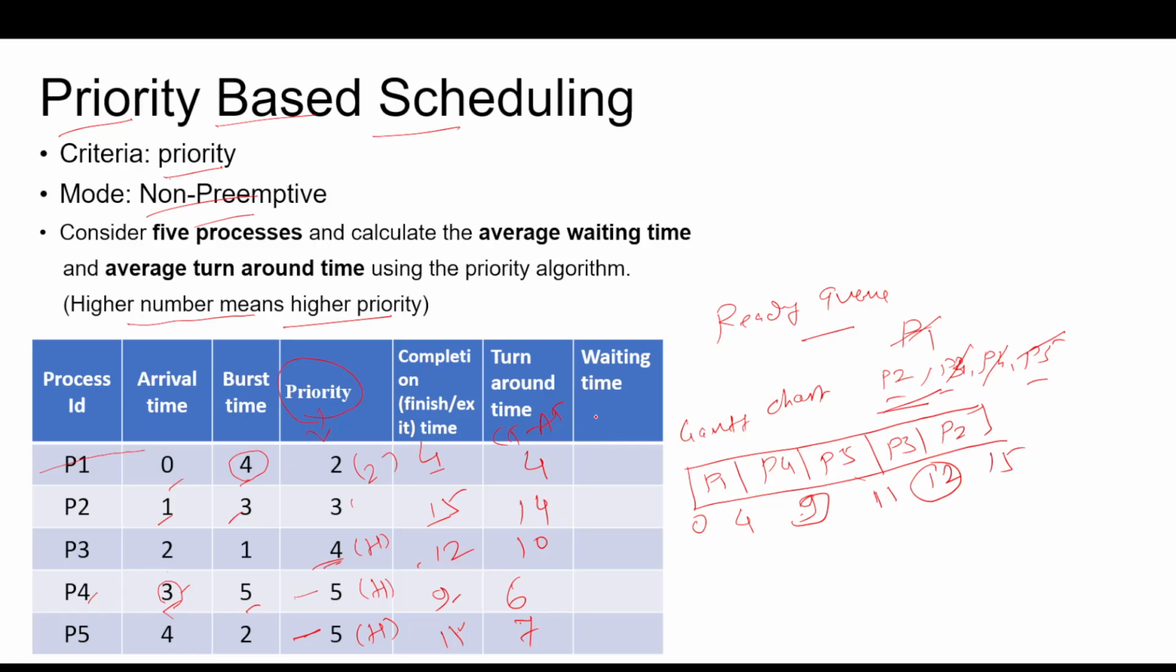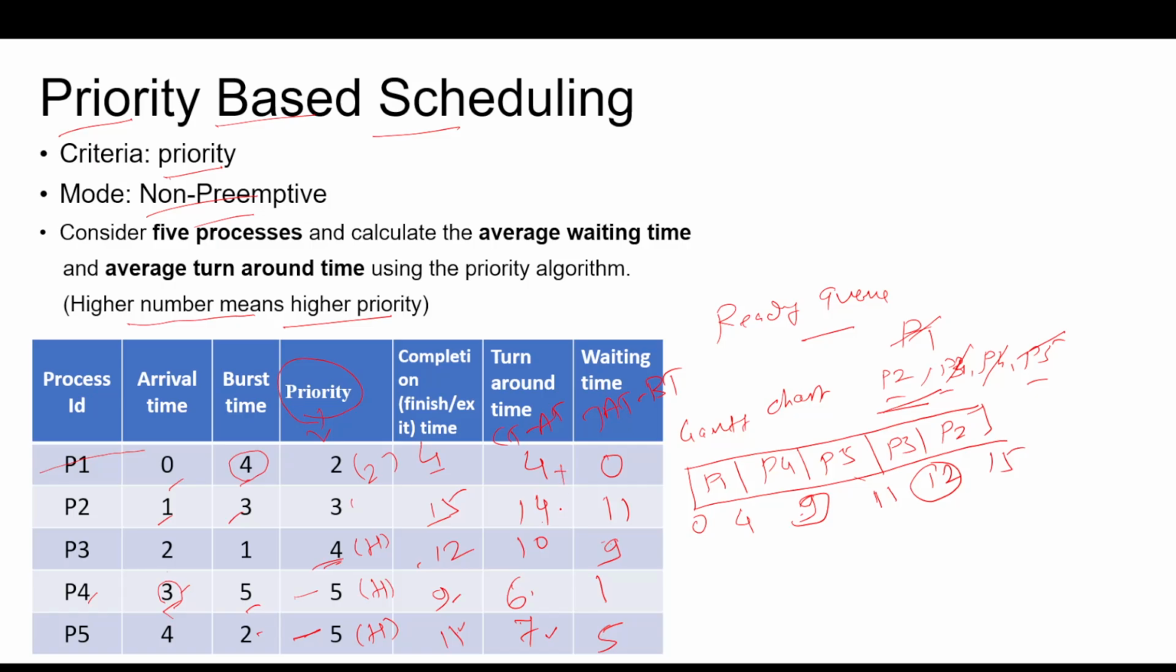Now waiting timing is nothing but the turnaround timing minus burst timing. For the first process, turnaround timing 4 minus burst timing 4 is 0. For the second, 14 minus burst timing 3 is 11. For the third, 10 minus 1 is the waiting timing, that is 9. For the fourth, 6 minus burst timing 5 is 1. And lastly, for the fifth process, turnaround timing 7 minus burst timing 2 is 5. Now let us calculate the average turnaround timing and waiting timing.